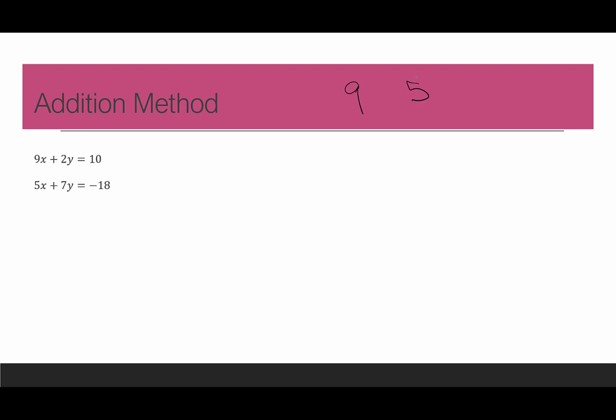So I look at 9, I look at 5, and I think, okay, what number are they both a factor of? I'm kind of looking for the least common multiple. So 9 and 5, if I multiply them, I would get 45. So I want to make the coefficient of x 45, and I want to make the coefficient of x a negative 45. So I'll start by multiplying by 5. 5 times 9x is 45x. 5 times 2y is 10y. 5 times 10 is 50.